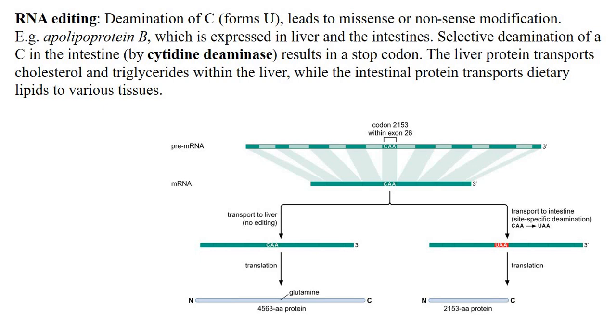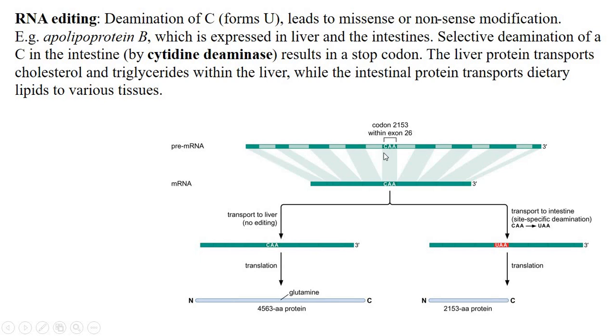RNA editing is mostly, you can call it, like a SNP, a single nucleotide polymorphism, a single nucleotide change that will affect the length of the protein coding sequence. So here in this example, the deamination of C that makes a U will lead to a missense or nonsense modification. This is an example of a protein called apolipoprotein B. Apolipoprotein is very important for binding to lipids and transporting those fat molecules to the liver. The function of this apolipoprotein is different in liver and intestine, so there are two different isoforms for liver and intestine.